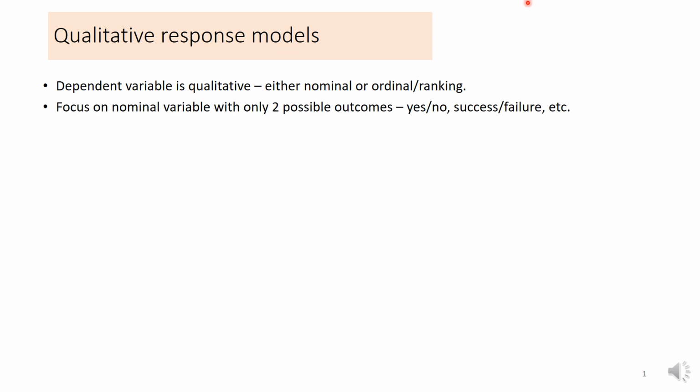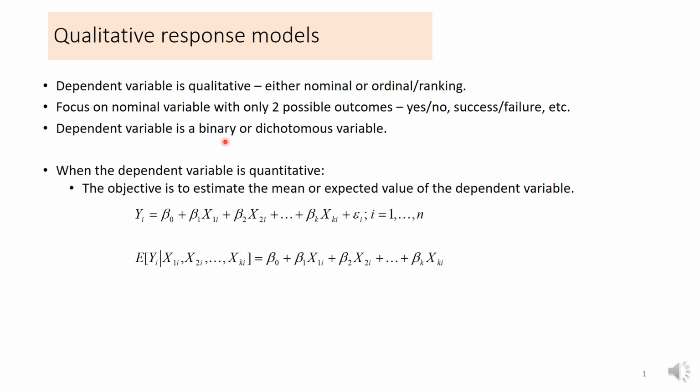Okay. Now, in this course, we are going to focus on nominal variables. The dependent variable is nominal in nature, and we're going to further focus on only those with two possible outcomes. So it can be, let's say, yes or no, or success or failure, or whatever have you. So the dependent variable in this course is a binary variable. Binary means there's only two, or dichotomous, just either this or that.